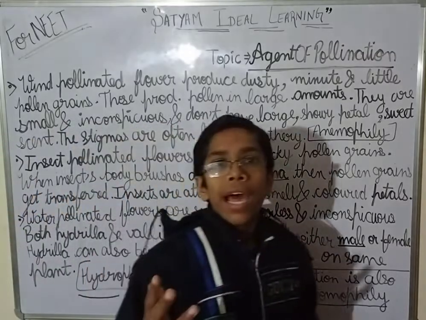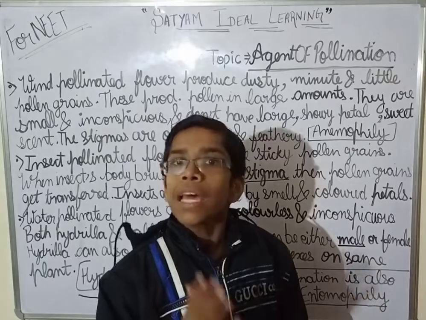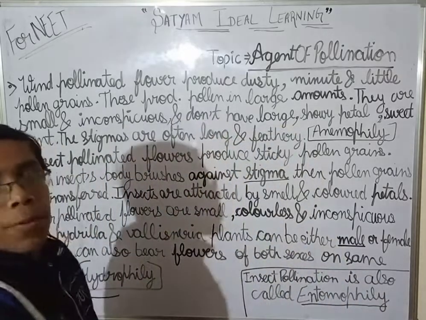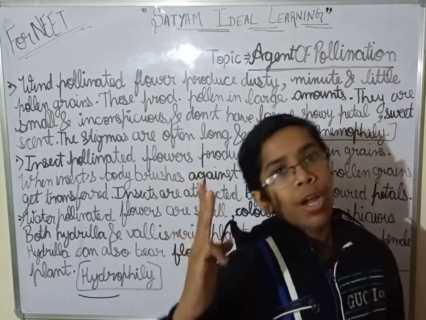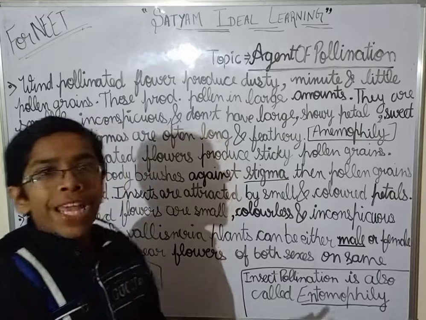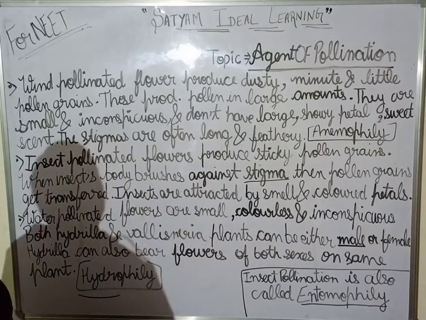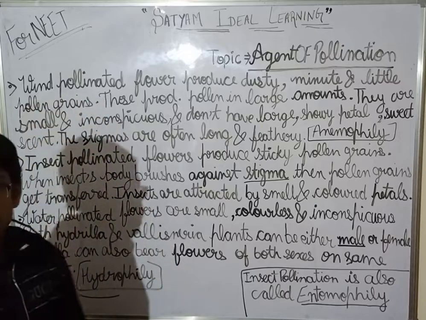The main agents are animals, wind and water. These are the helpers. We will be discussing wind pollination, water pollination and insect pollination. So agents of pollination is our topic. Now come to wind pollination. The first point is wind pollination.